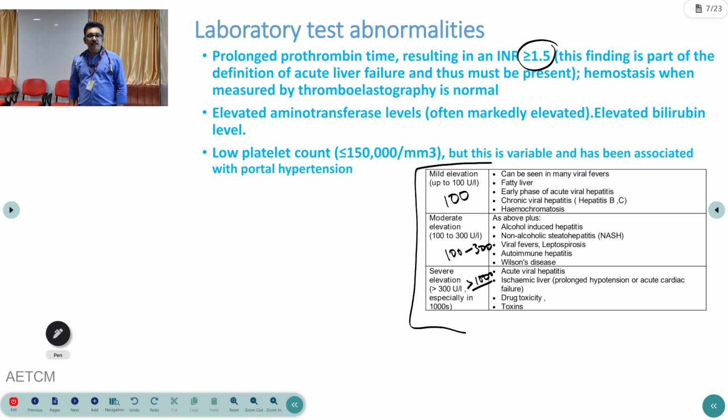Okay. There are very few conditions which can produce very high levels of SGOT, SGPT. That is acute viral hepatitis, maybe the counts will be 10,000, 20,000. Ischemic hepatitis after cardiac arrest, hypotension, shock, drug toxicity like paracetamol, rat poisoning, and toxins. All these things can produce very high levels of SGOT, SGPT.